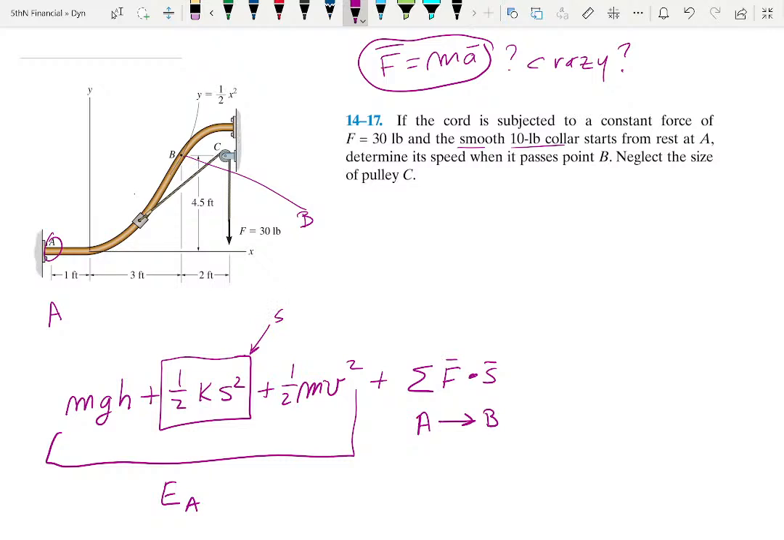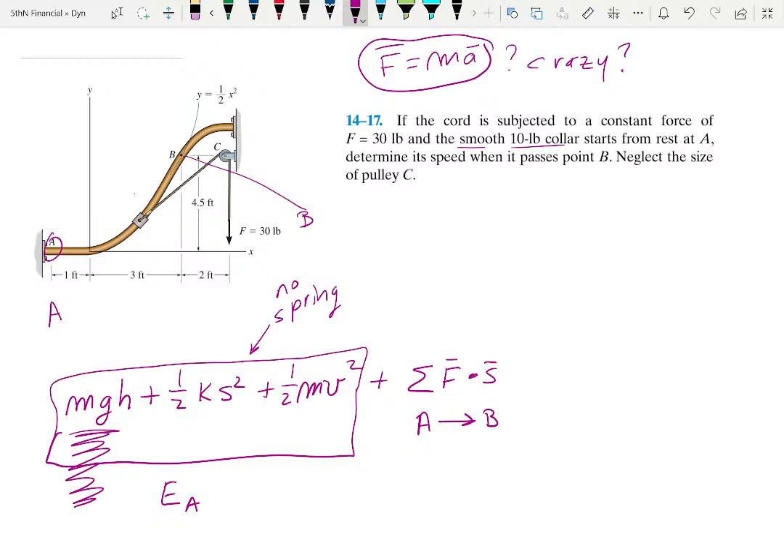There is no spring, but I've included it to make the equation complete, because really you're going to have those three terms. You're going to have energy because you lifted it above a datum. If there's a spring involved, and there's not here, then you're going to have that. And then there's always going to be some sort of velocity.